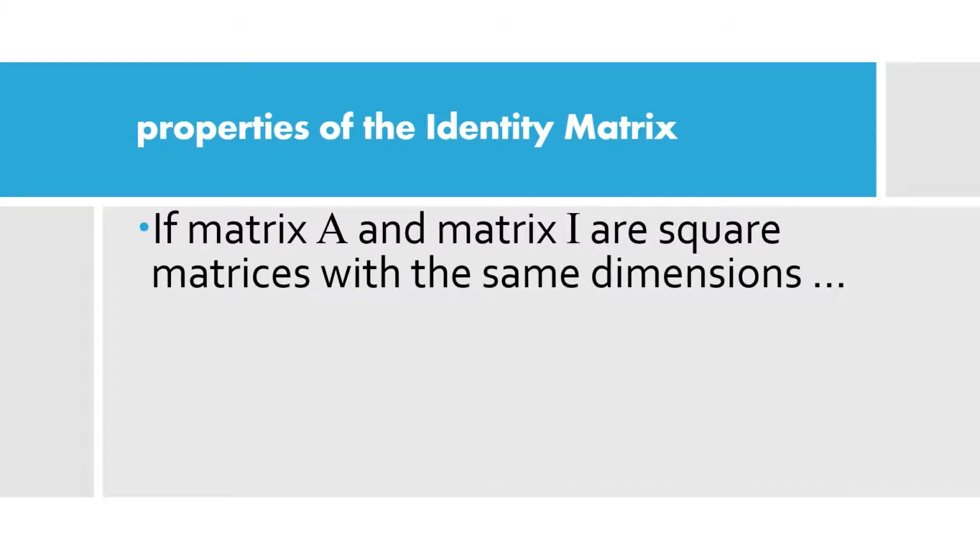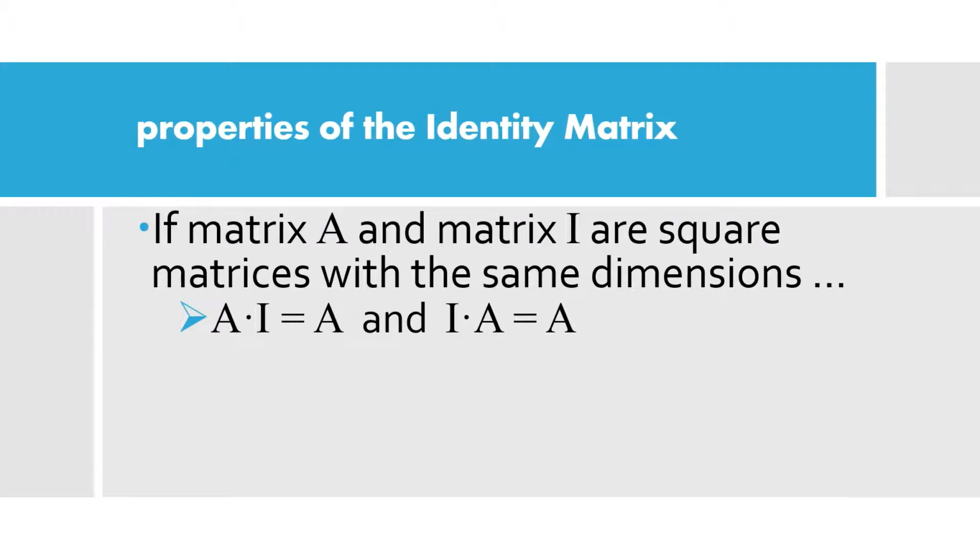If you have a random matrix A and an identity matrix of the same dimensions, so that means they're both square and they have the same dimensions, these things are always true. You can multiply any square matrix by the identity matrix of the same size, and the result is the original matrix. It's like multiplying by 1 with real numbers.